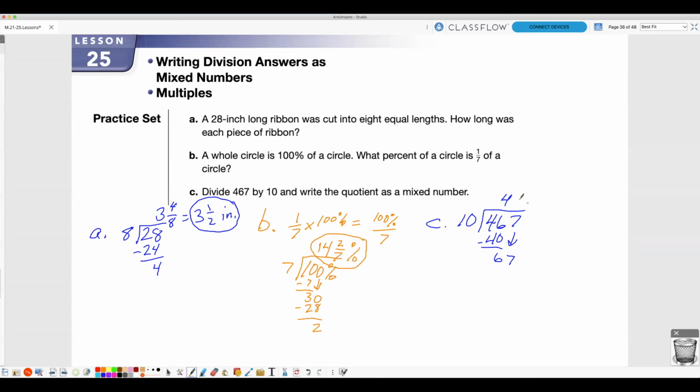So 67 divided by 10 is 6. And that times 10 would be 60. All you'd have left is 7. 7 is not a remainder this time. We're going to put it as a mixed number because that's what it's asking. So 7 is the numerator and 10 is the denominator. And that can't be reduced. Neither of those have factors that are equal to each other other than 1. So that would be it, 46 7/10.